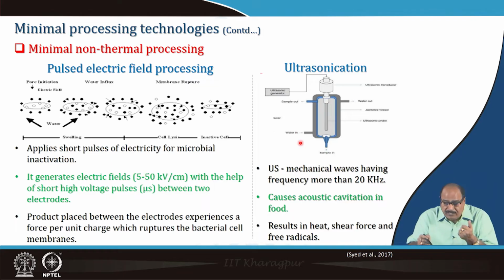Similarly, ultrasonication, or US, uses ultrasound mechanical waves having a frequency of more than 20 kilohertz. This causes acoustic cavitation in food and results in heat, shear force and free radical formation. Ultrasound assisted extraction of juices and bioactives is coming in a big way.